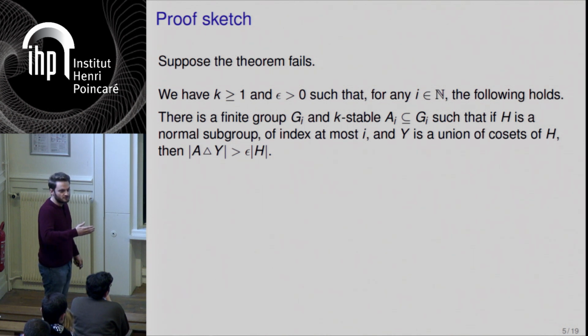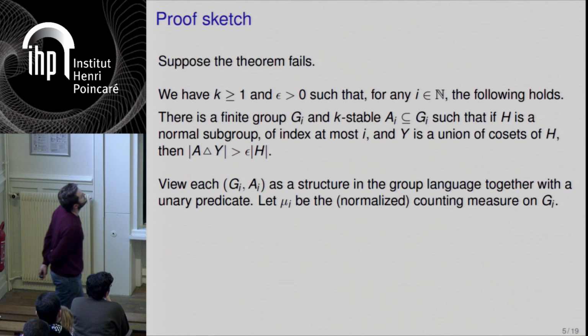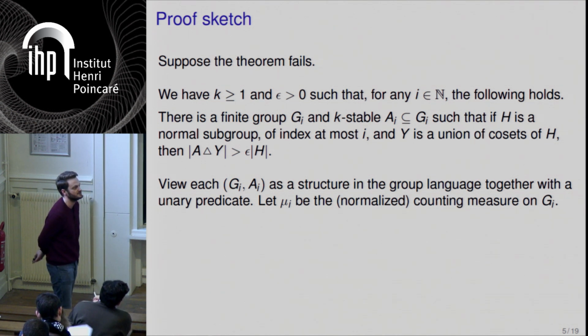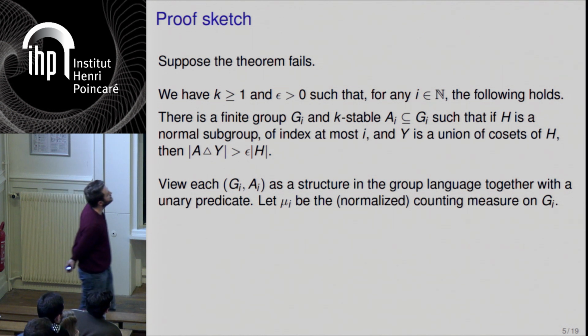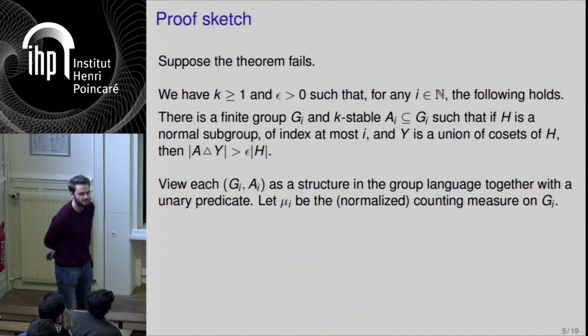And I am going to do an ultraproduct. So I'm going to view each of these as a structure in the group language together with an extra unary predicate, naming this special subset A_i. And then I'm also going to carry along measures with me, so let mu_i be the normalized counting measure on G_i.